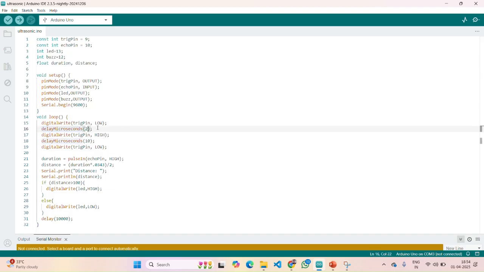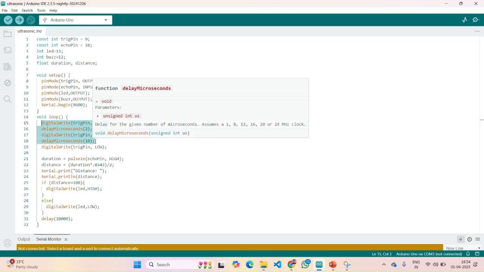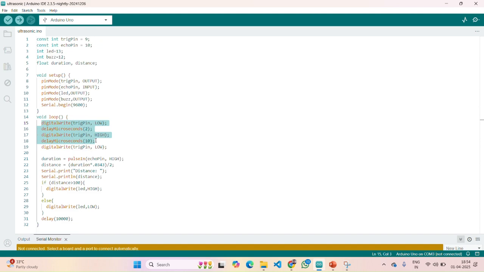That is 2 which I have passed initially. Then again I made the trig pin high and now I am giving a longer delay time. Actually, before starting, it should always be low, right? Firstly it is low, then I have made it high and given a delay time. Now again, it's our responsibility to make the pin go back to the normal state. So again, we are making it low. Now a pulse is detected.